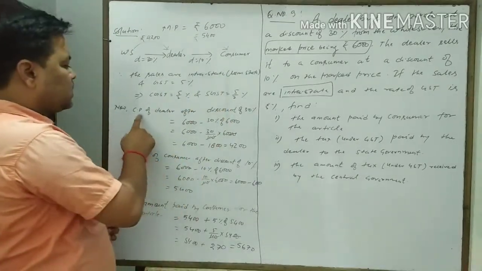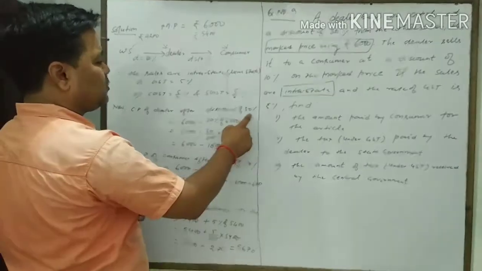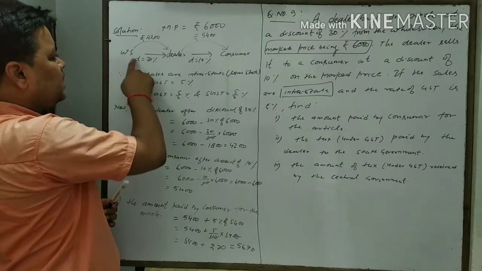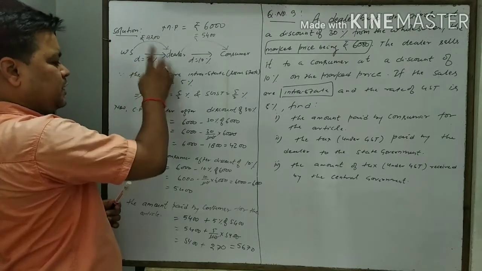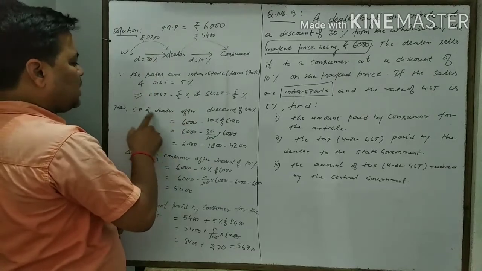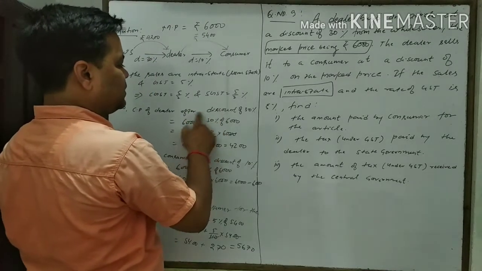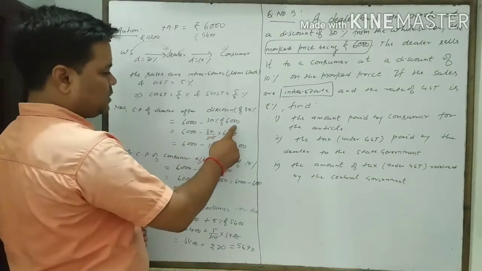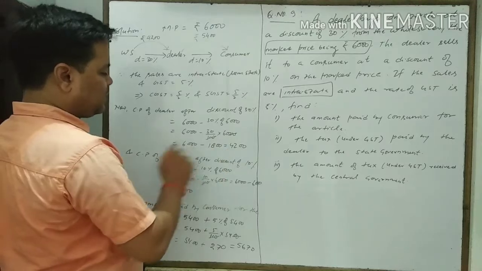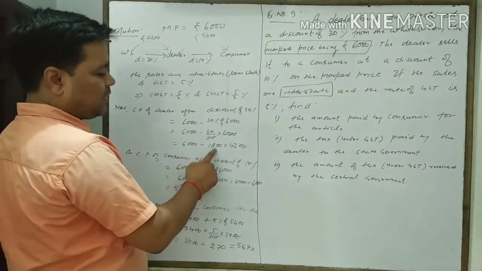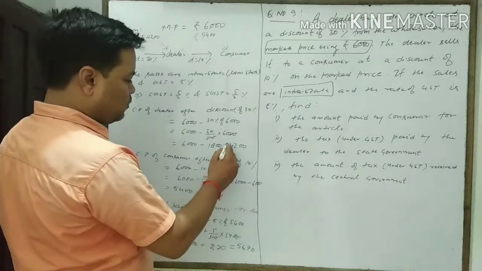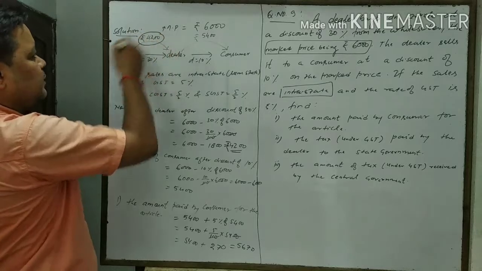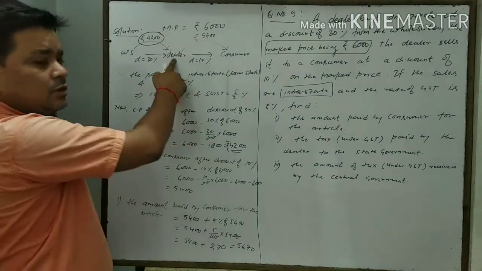Now, the cost price of the dealer after the discount of 30%. Since the dealer takes the article from the wholesaler at 30% discount, first of all we should find the cost price of the dealer after the discount of 30%. That is 6,000 minus 30% of 6,000. After calculating, we find 6,000 minus 1,800, which is rupees 4,200. Now here 4,200 is the cost price for the dealer.